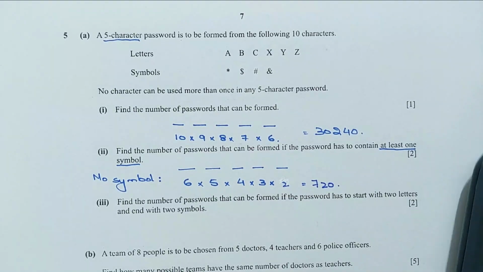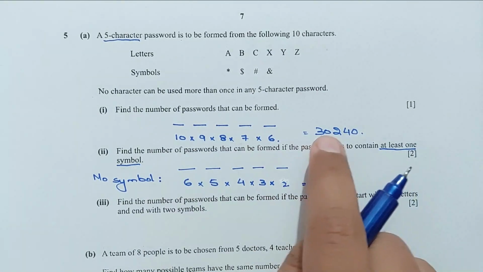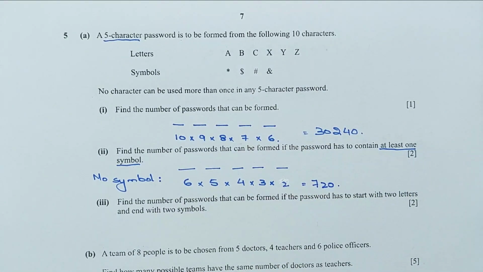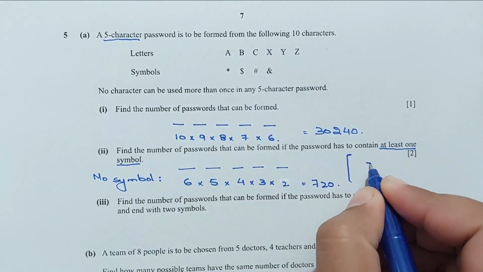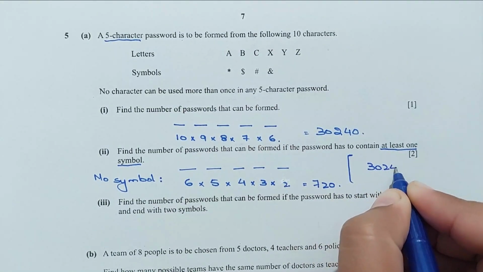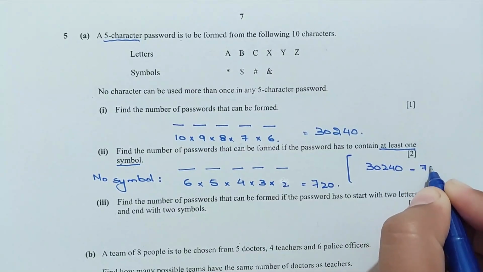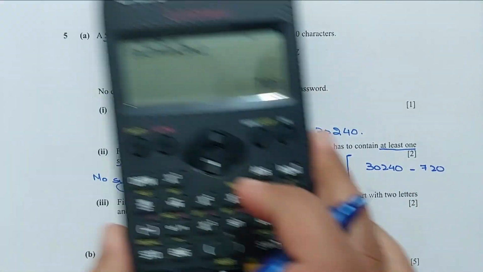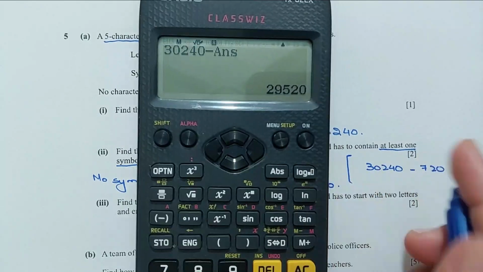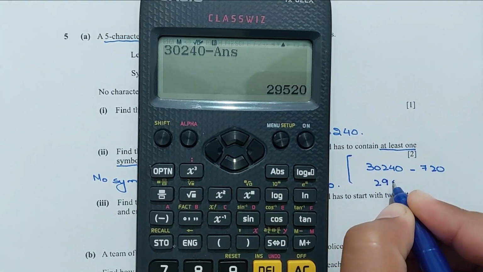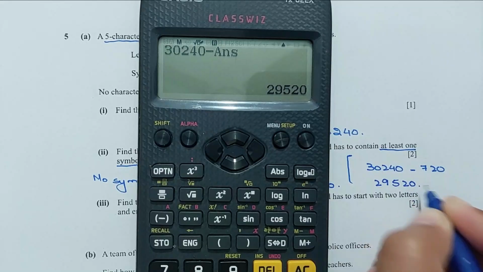And the total passwords we can make are 30,240. So for at least one symbol, from the total 30,240 we have to subtract the no-symbol case. 30,240 minus 720 is 29,520.